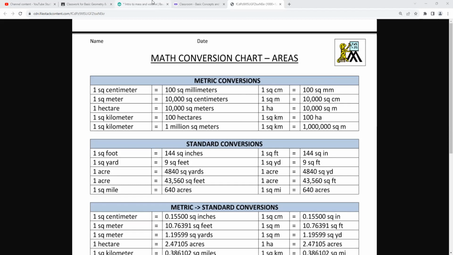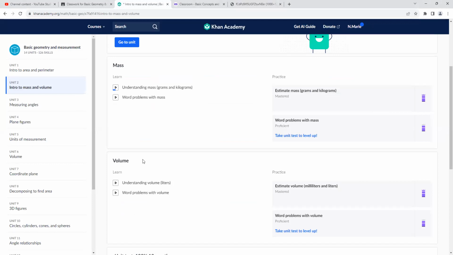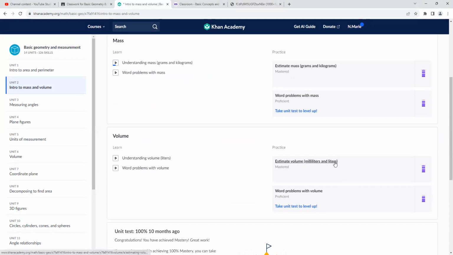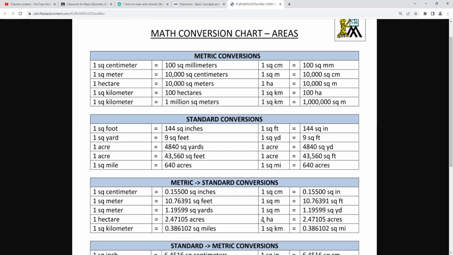So mass involves weight, like grams or what other units do they use here? Kilograms. And then volume involves like how much water is in a pool, how much water is in a water bottle. So like milliliters and liters they use here, which involves liquid, and this involves more so like weight of things. So in order to do conversions, of course, you want to have a conversion chart.